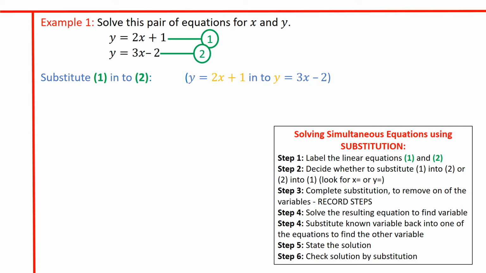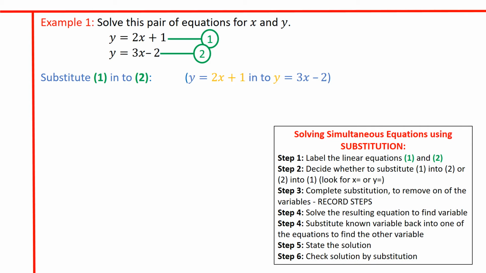So what I've done in these brackets over here, you don't need to copy out these brackets in the blue with the yellow. So I've just highlighted in the yellow that 2x plus 1, that is y, and we're going to substitute that and replace it for the highlighted y in that second equation, y equals 3x take 2.